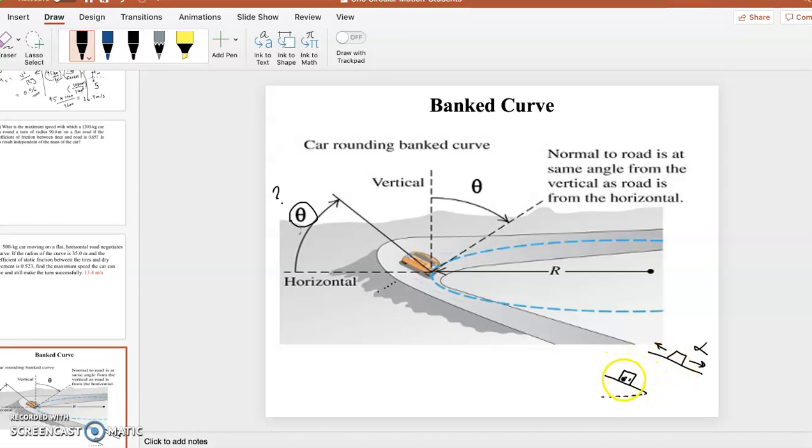In this situation, guys, the vertical will stay the vertical. So this is our y-axis, and this is our normal horizontal x-axis. This is the major difference from the inclined plane. Let me just erase this one for now.